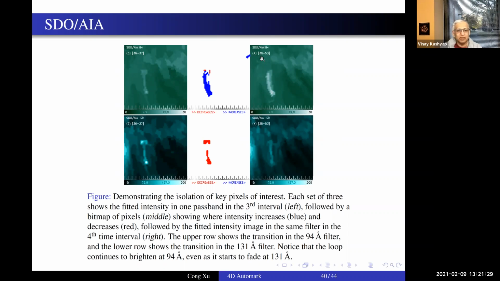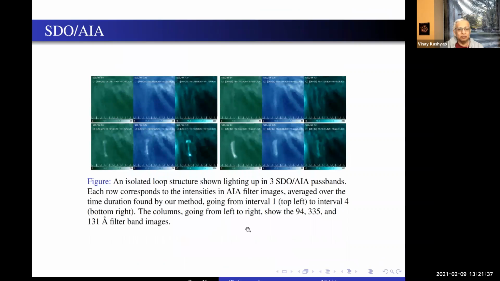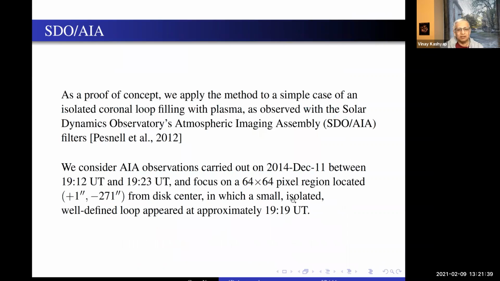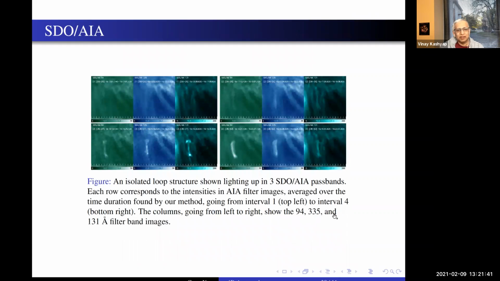Right. Well, we looked at 94, 131, and I forget the other one, 211, I think. Okay. Actually, we also looked at 335. Sorry, we looked at all 6, as a matter of fact, and it didn't really change the results. But these happen to be the biggest signals. Okay. Yeah, this is pretty impressive.